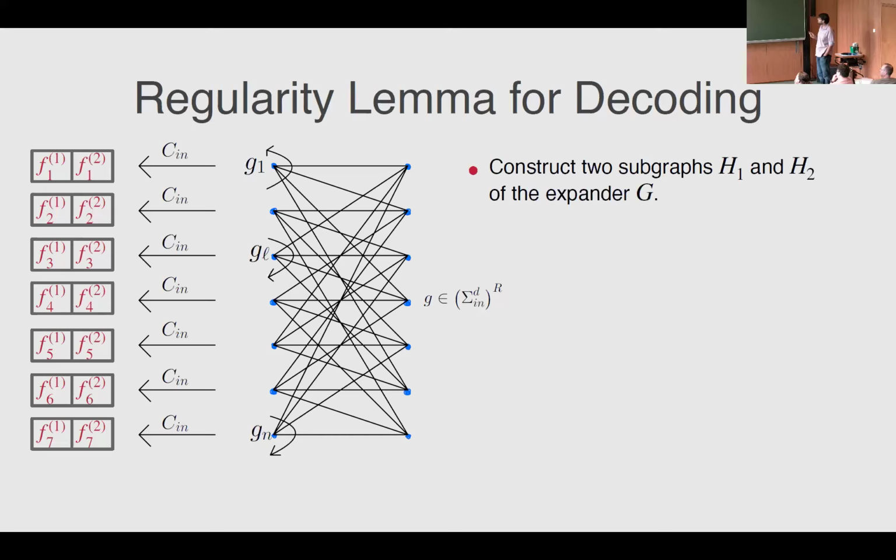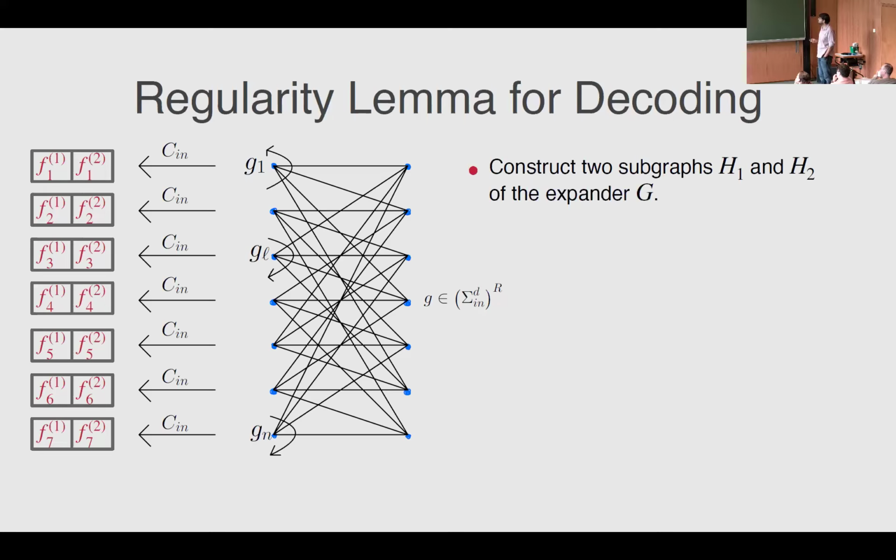Now, let's construct 2 graphs, H1, H2, that we can construct algorithmically. You should check that none of these definitions depend on H, because H is the unknown quantity. We construct 2 subgraphs, H1 and H2, of the expander G by deleting some edges. How do we delete the edges?